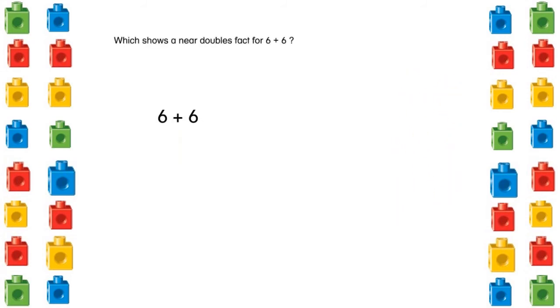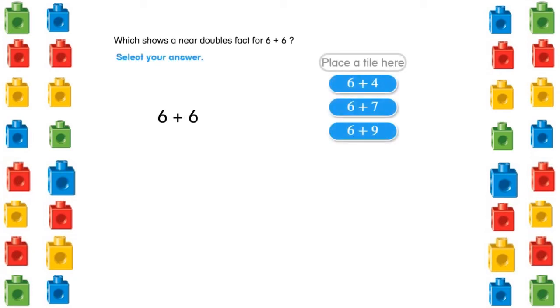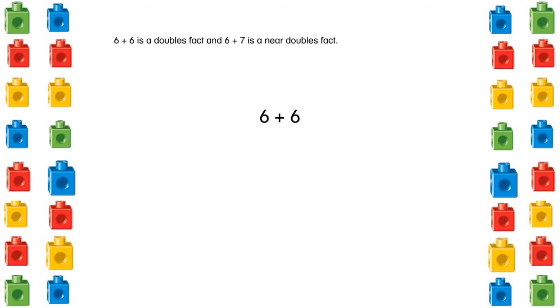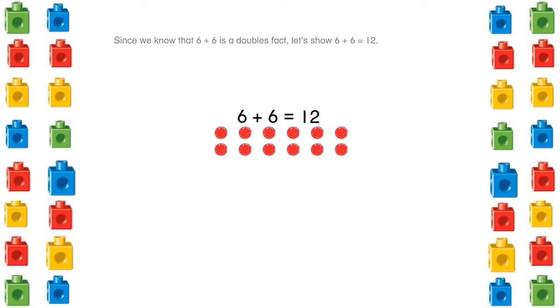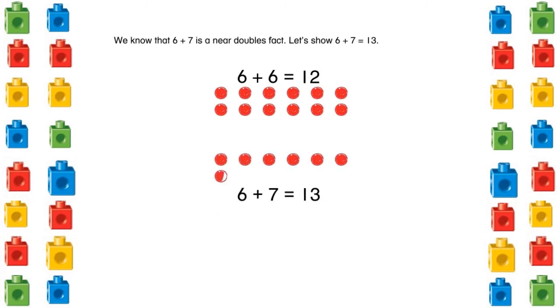Which shows a near doubles fact for 6 plus 6? Select your answer. Six plus 6 is a doubles fact, and 6 plus 7 is a near doubles fact. Since we know that 6 plus 6 is a doubles fact, let's show 6 plus 6 equals 12. We know that 6 plus 7 is a near doubles fact. Let's show 6 plus 7 equals 13.